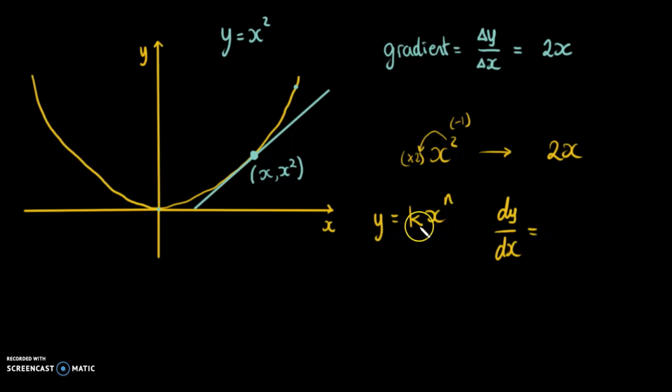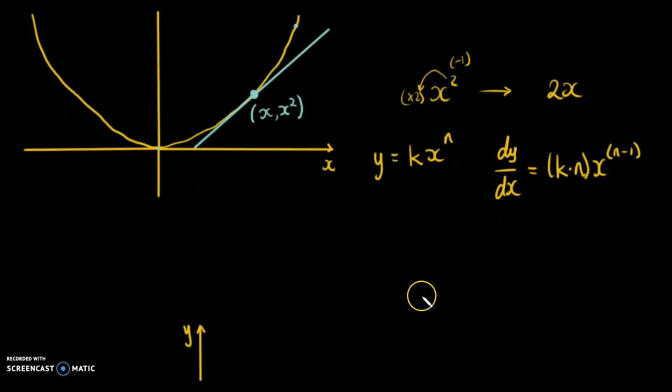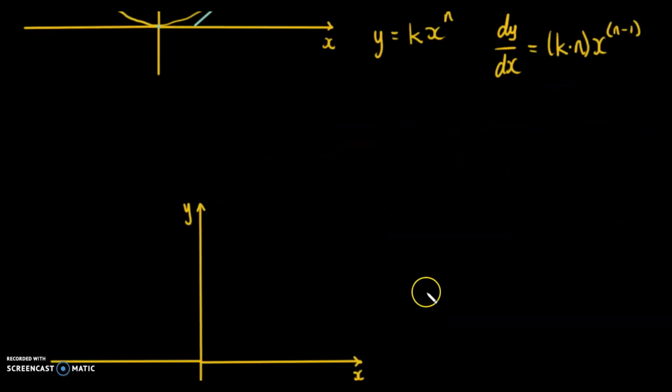So dy dx of this here, well, let's times down the power. So it would be k times n multiplied by x to the n minus 1. So that is the general form you're going to use for finding the derivative of a function. Let's put that into practice. Let's give you an example of what a question might look like.